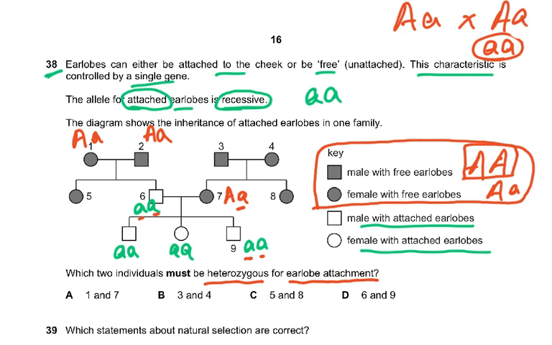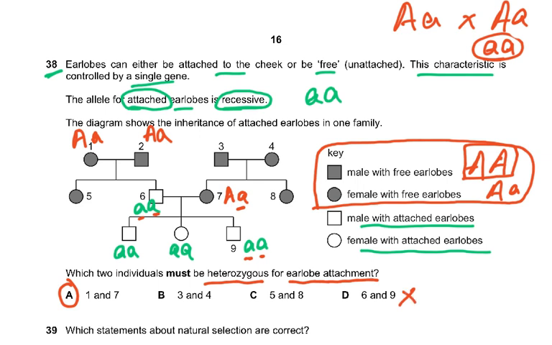So now the options that you have are 1 and 7, 3 and 4, 5 and 8, 6 and 9. Now of course the answer is 1 and 7, which is A, correct, but why is 3 and 4 wrong? You see, anyone having 6 and 9 would be wrong because 6 and 9 are recessive. So this is wrong because 6 and 9 are recessive.